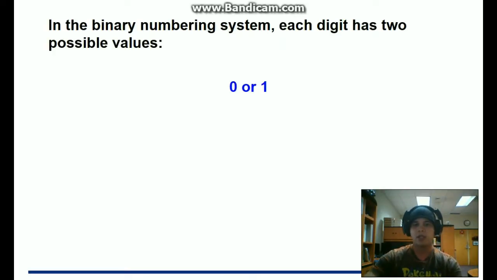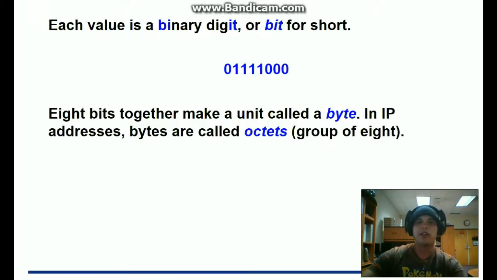Now, we care about all bits, zeros and ones, but we want to pay more attention to the 1 bits, because this will actually give a value. Each value is a binary digit, or a bit for short, and if we see a string of binary numbers like this, it actually means something to the host computer or a router. Bits together make a unit called a byte. You may have heard that.